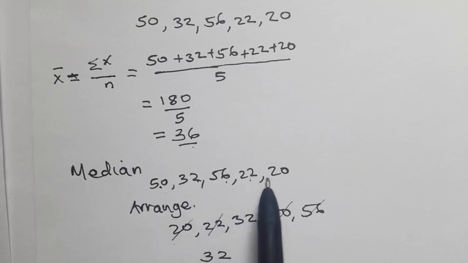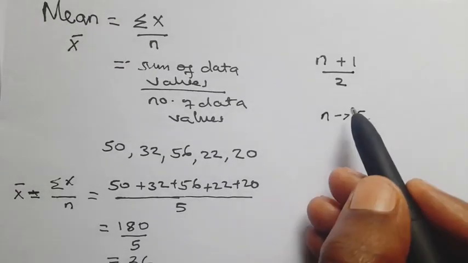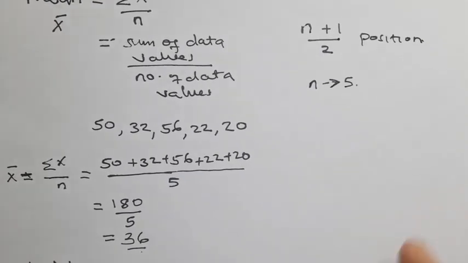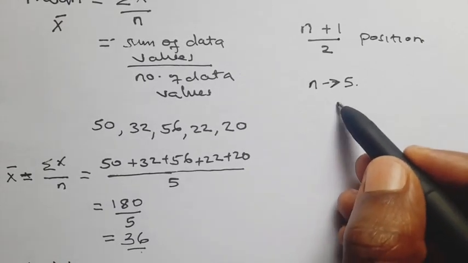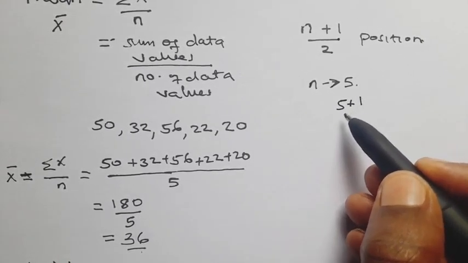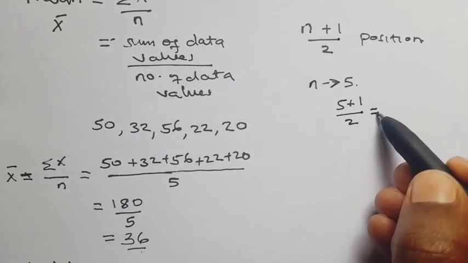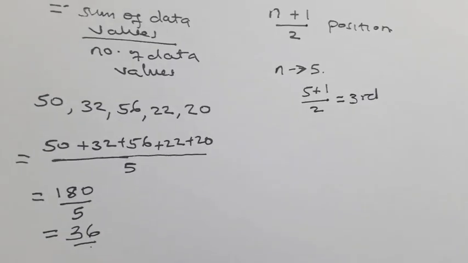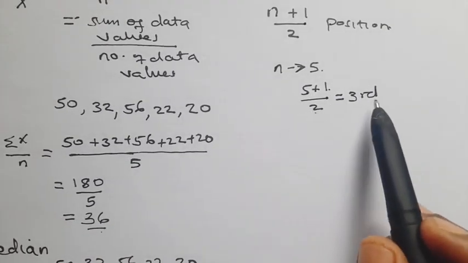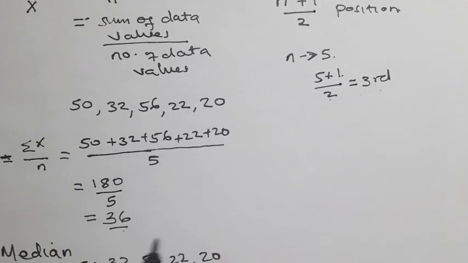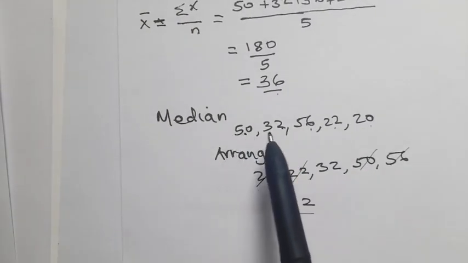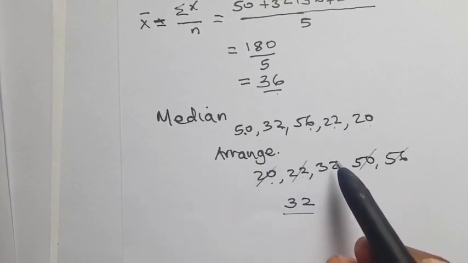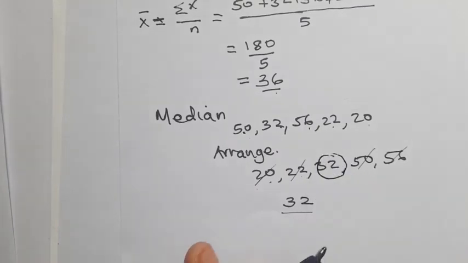1, 2, 3, 4, 5. So in this position, we expect to get our median. Now we take 5 plus 1 divided by 2. This is the third position. 6 over 2 gives you 3. So the third position in our data here is 1, 2, 3. And that's why we're having that 2 as our median.